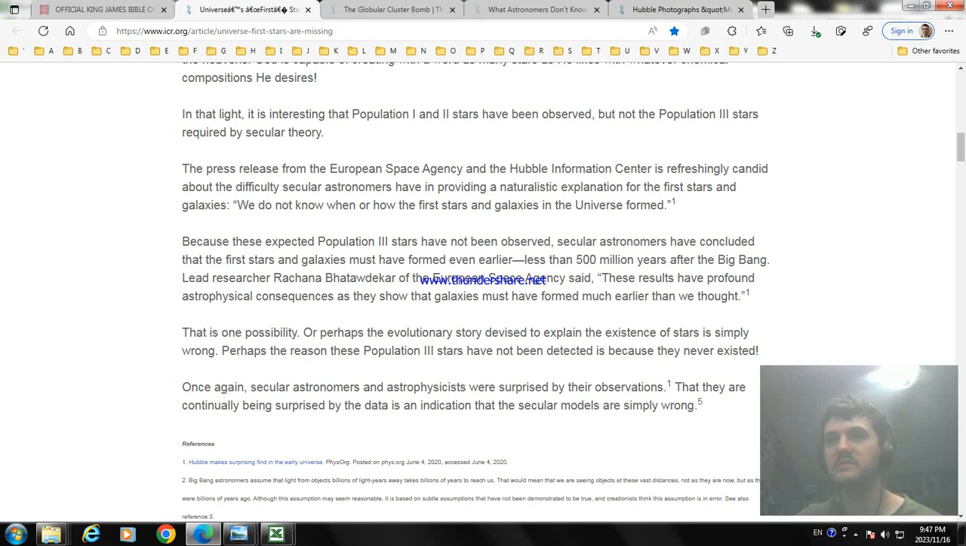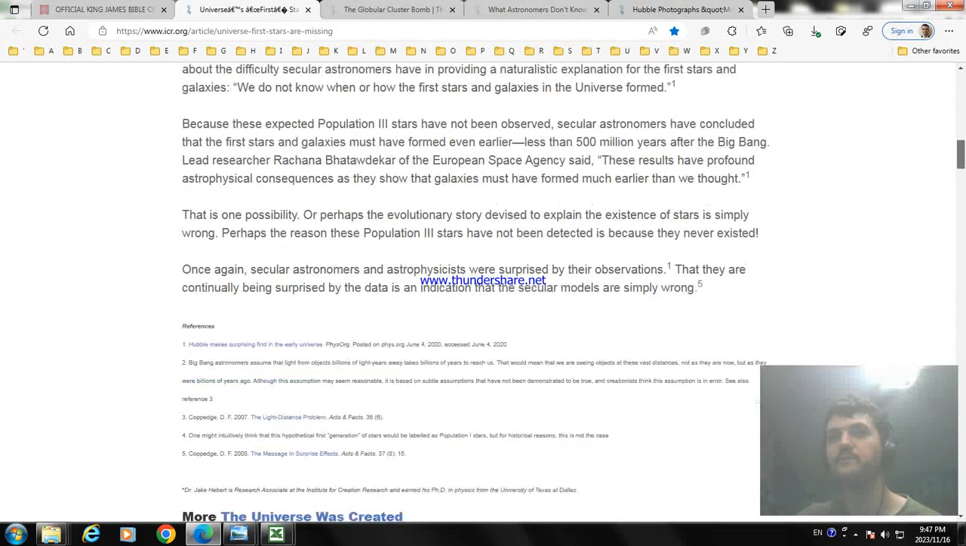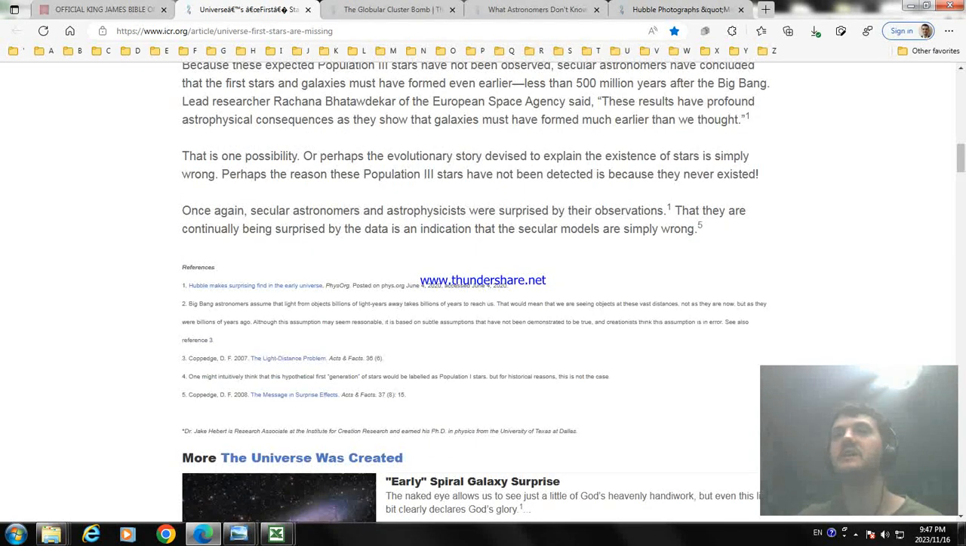That is a possibility, perhaps. The evolutionary story, the device that explains the existence of stars, is basically wrong. Perhaps the reason these Population 3 stars have not been detected is because they have never existed. And once again, the secular astronomers or astrophysicists were surprised by their observations. They are continually being surprised, and the data indicate that secular models are simply wrong.